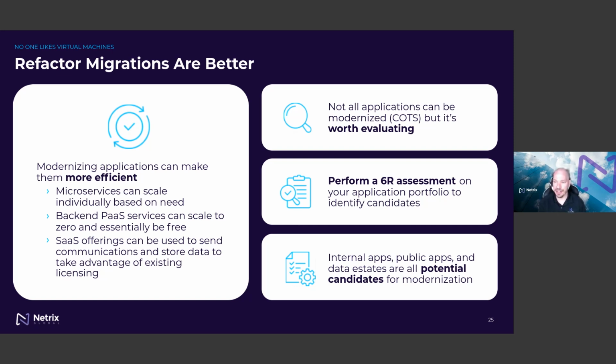Where we generally recommend our clients start as part of the 6R assessment is with internal applications, public-facing applications, ones that can scale. Generally speaking, homegrown ones are the easiest way to start. But the other one that we also like to talk about is data estate. Leveraging a large SQL server for your data warehouse doesn't make a lot of sense when you can do the same thing on cloud native solutions. So all of these can become potential candidates for modernization, and we do recommend that our clients start there.